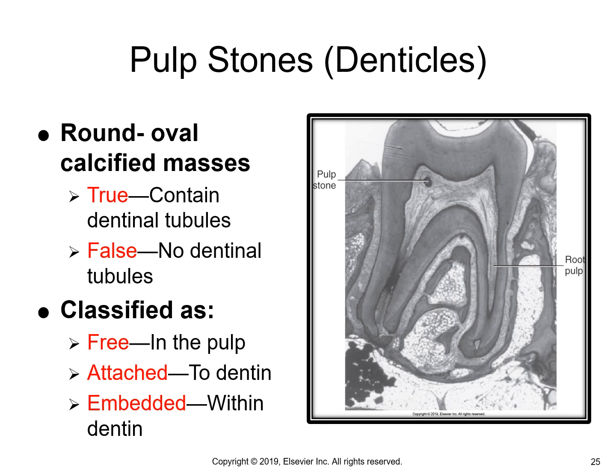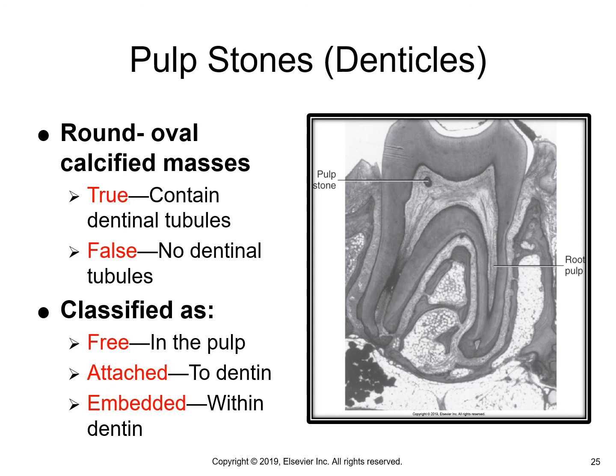Pulp stones are sometimes seen as well over time. They are just round or oval calcified masses. And on page 125 in your textbook, it shows the image that I have here in this slide. These are considered a pathologic condition and usually appear as a sprinkling of small or occasional large masses of mineral buildup or calcifications. A true pulp stone contains dentinal tubules. A false one has no dentinal tubules, so they can be identified as either true or false.